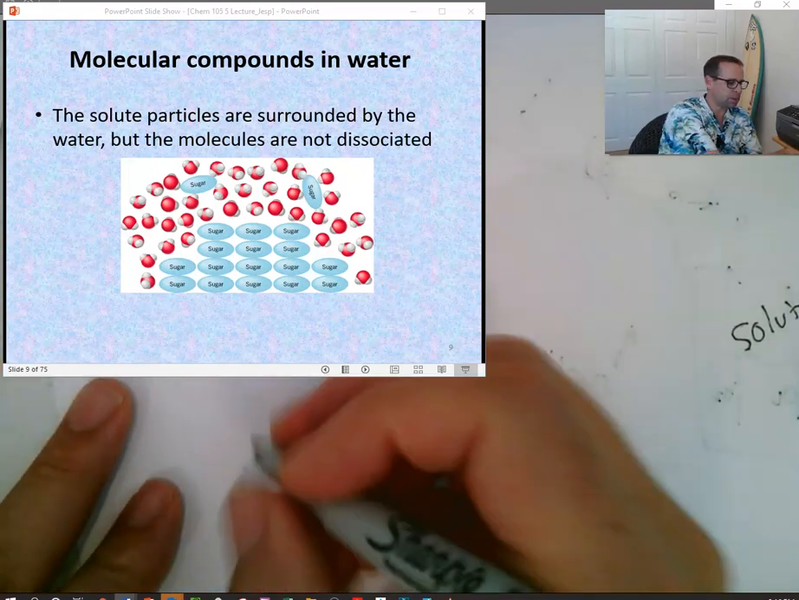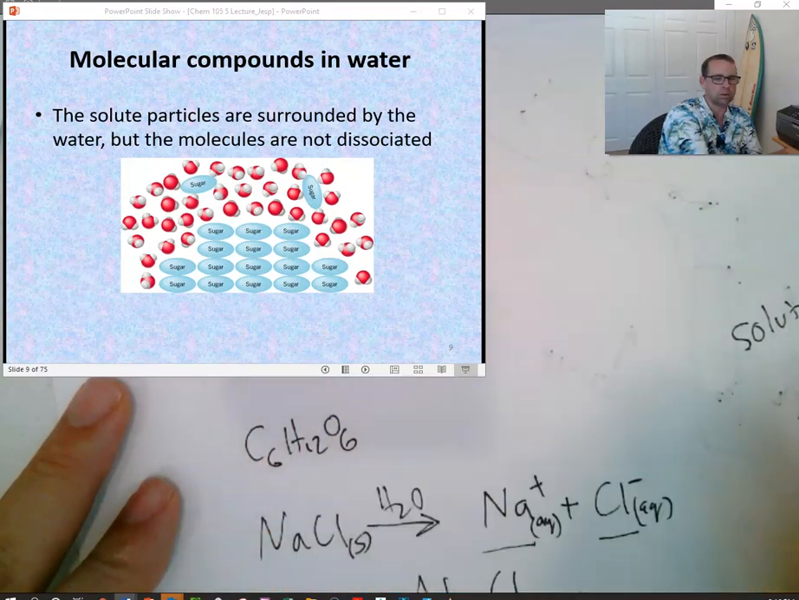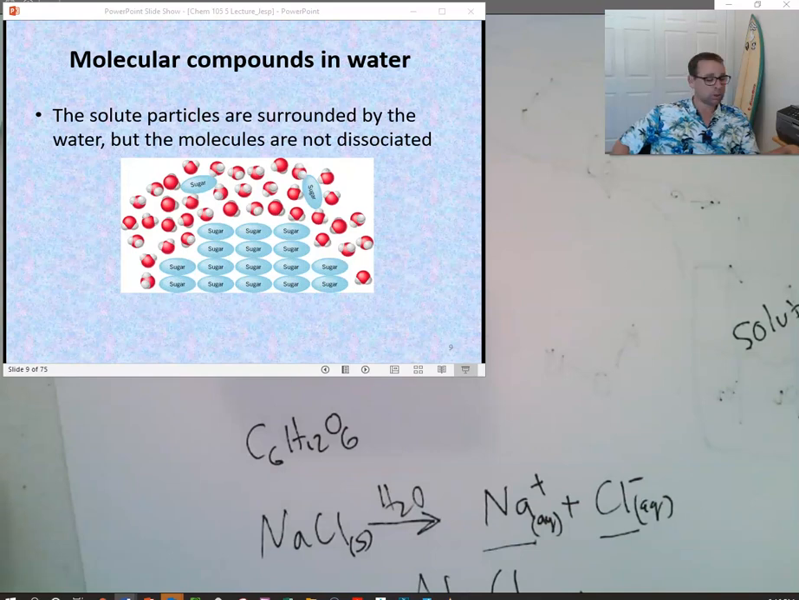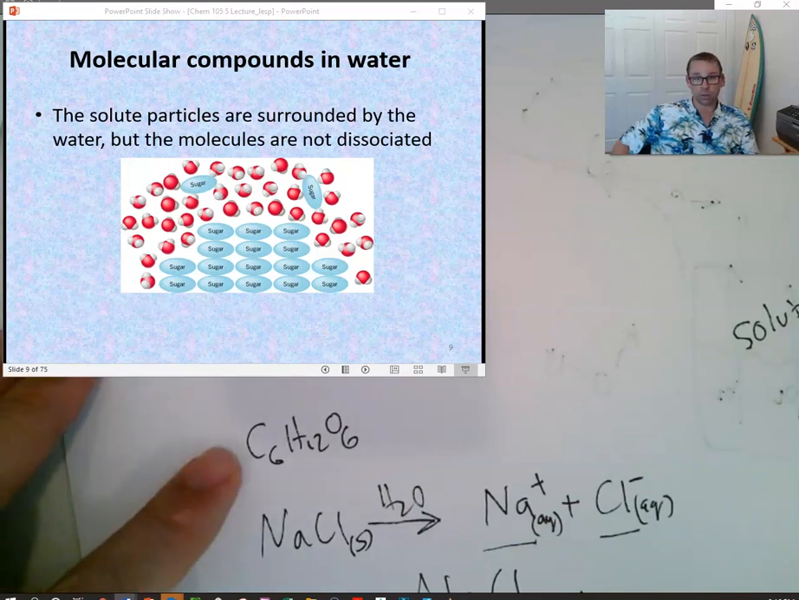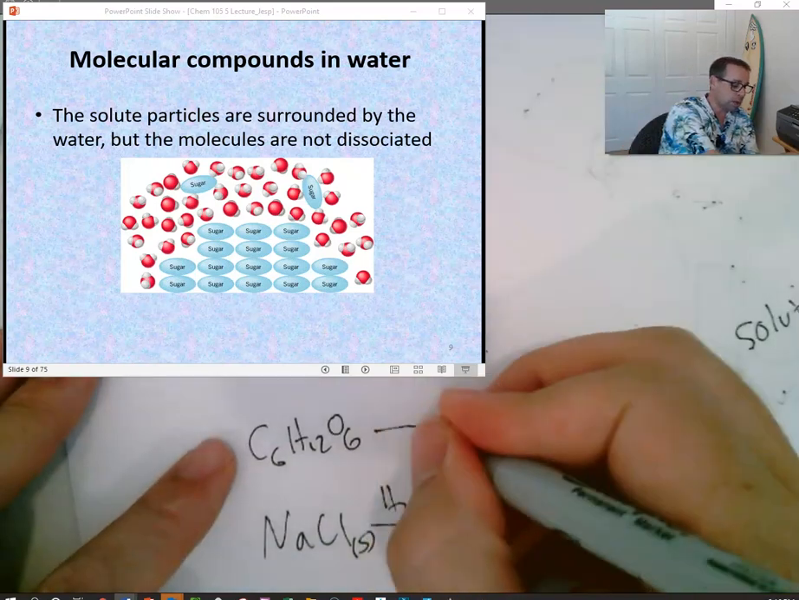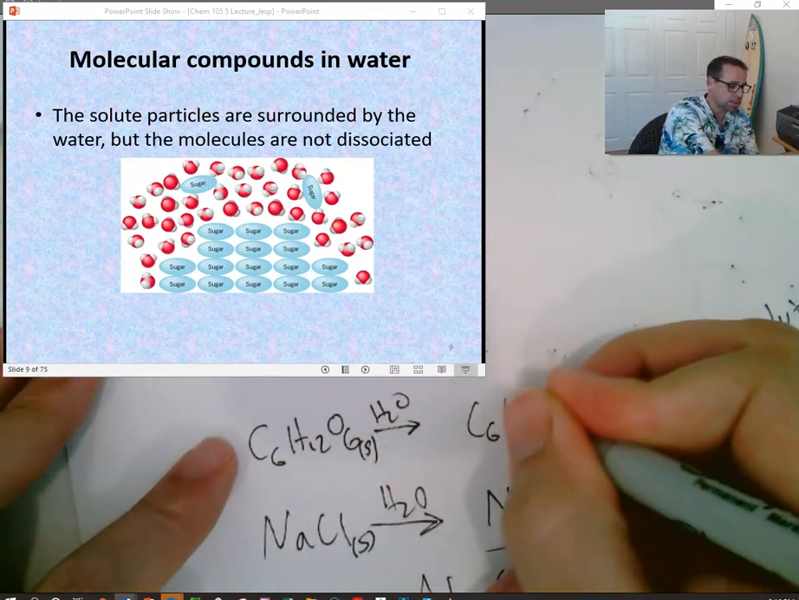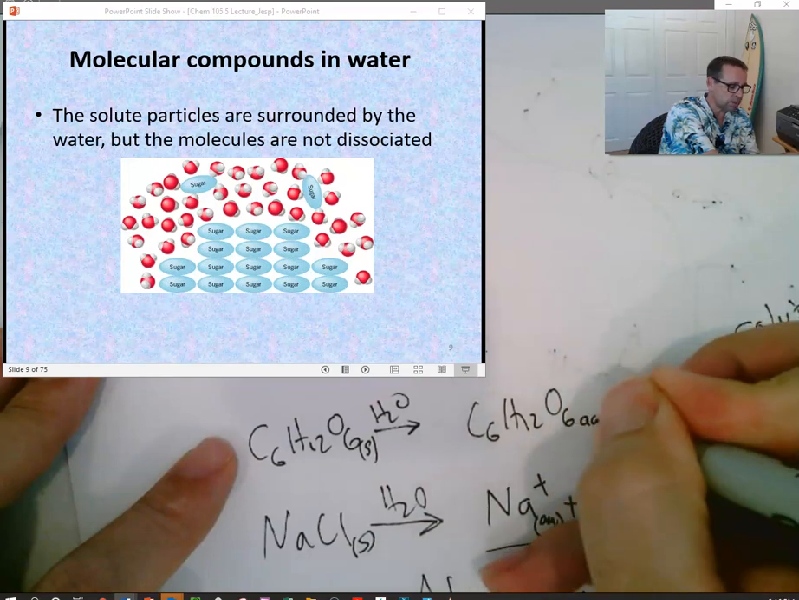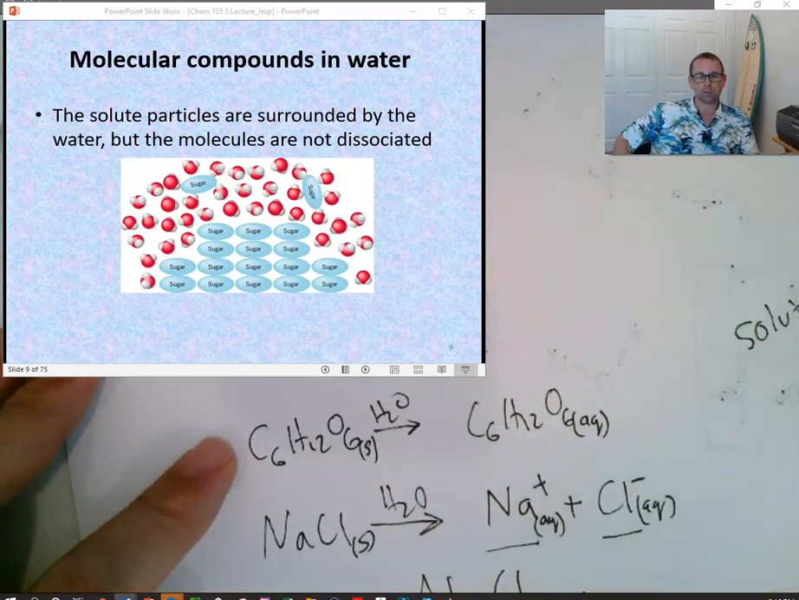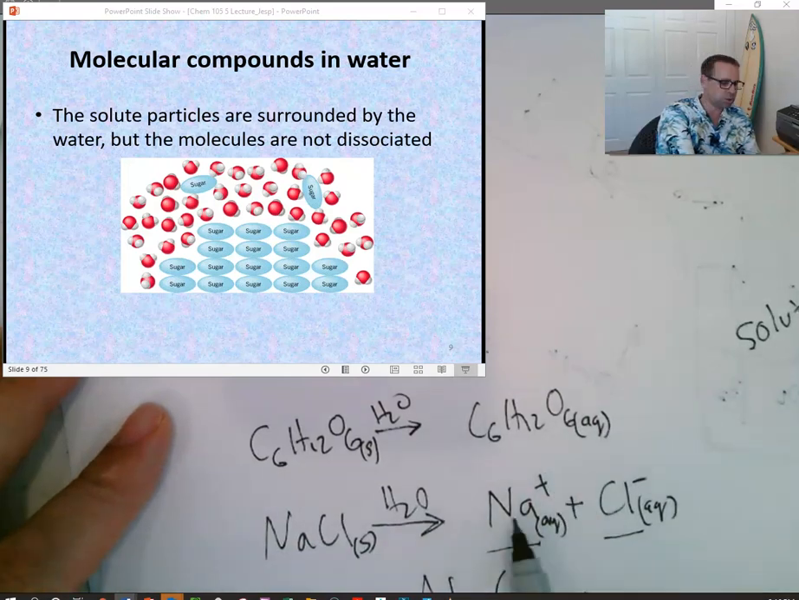And this can happen with not just ionic compounds. It can also happen with stuff like sugar, or glucose. We can use glucose for an example. C6H12O6, that's the chemical formula for glucose. You put it into water and it will dissolve. So here, this is solid. And then I get C6H12O6 and I write aqueous there. But it doesn't dissociate into ions the way an ionic compound does.